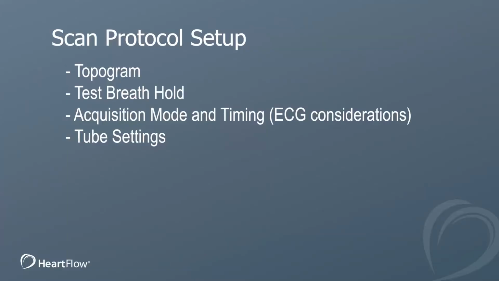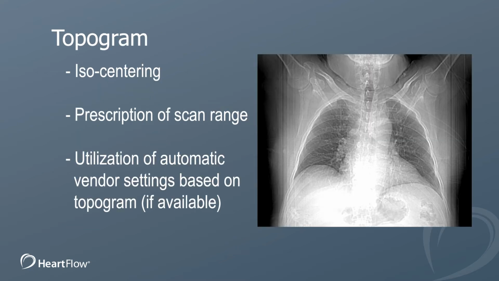Moving on to scan protocol setup, we will talk about the topogram, a test breath hold method of imaging, and acquisition mode and timing for ECG considerations, and the tube settings. Starting off with the topogram, it's important that you make sure the heart is well isocentered. This can affect not only your spatial and temporal resolution to be optimal, but it can also affect the radiation delivered to the patient if your scanner uses automatic exposure algorithms to determine how much radiation the patient needs based on size.